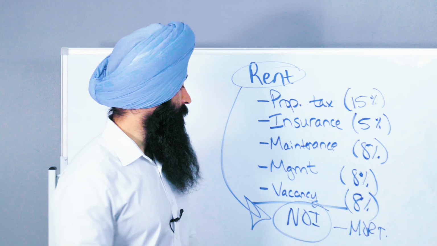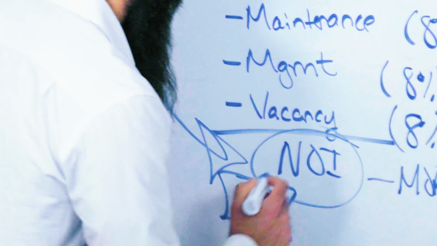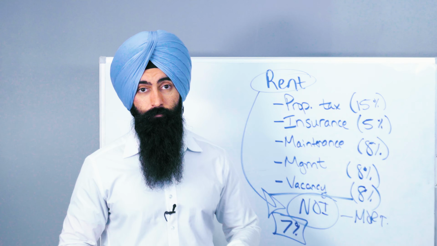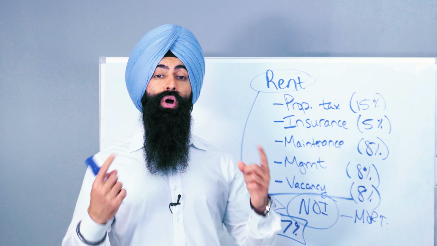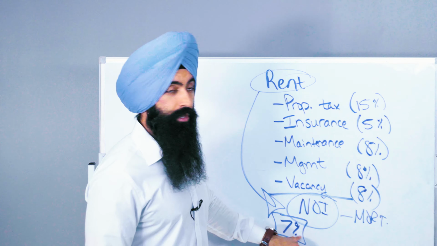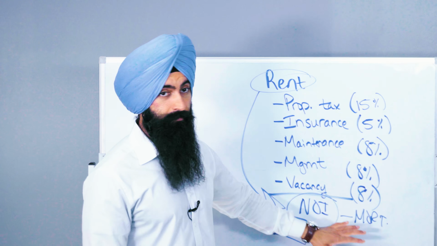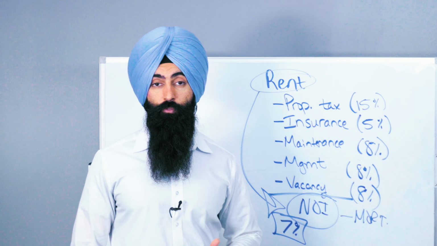The game that I play is I want this NOI to give me a 7% cash on cash return on my money. Meaning if I invest $100,000 of my own cash, I want $7,000 worth of NOI, $7,000 worth of profit every year after paying for my expenses. That is a good return for me.